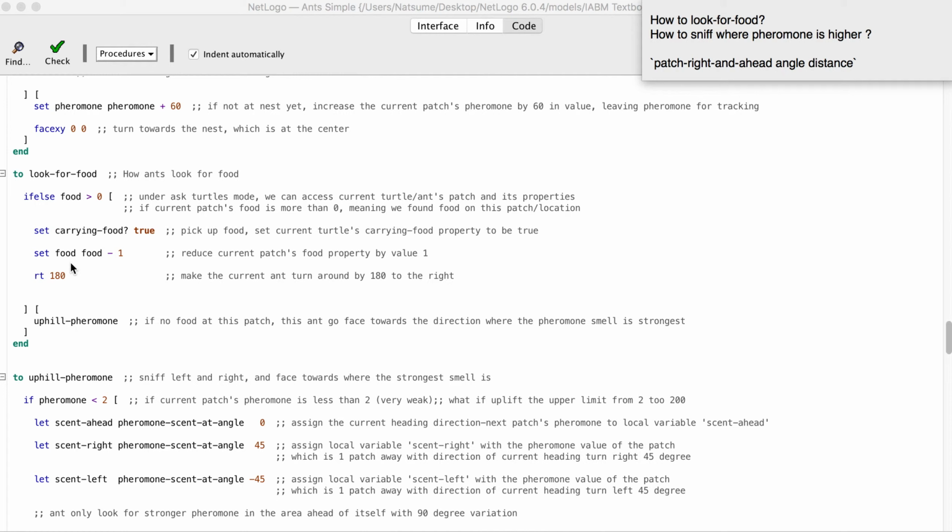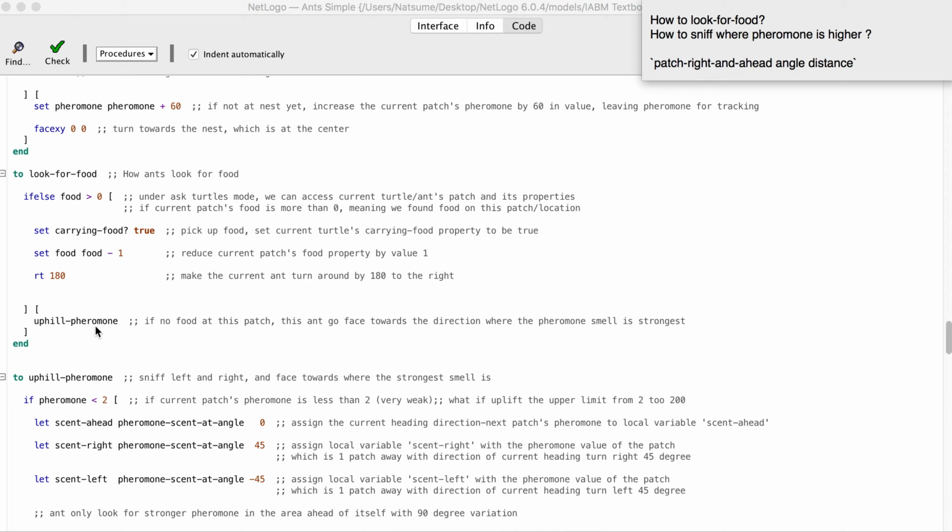Since the turtle already gets food, the turtle should turn around. We turn right 180 degrees, turn around, and are ready to go home. So this is when the turtle found food on the patch where it is standing. But if it does not find food, the food is not greater than 0, then the turtle will uphill pheromone, which means the turtle will sniff around towards the patch where a higher pheromone is found.